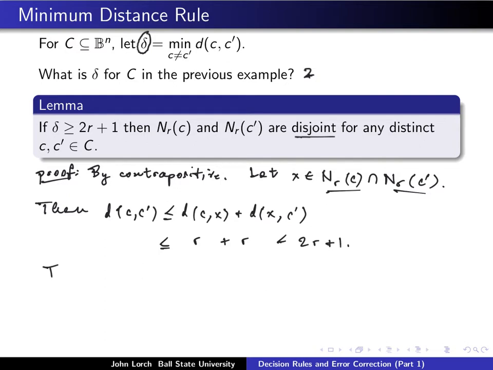Now, if this particular distance between two distinct code words is less than 2r plus 1, that means that the minimum overall distance must also be less than 2r plus 1. And that proves the theorem.